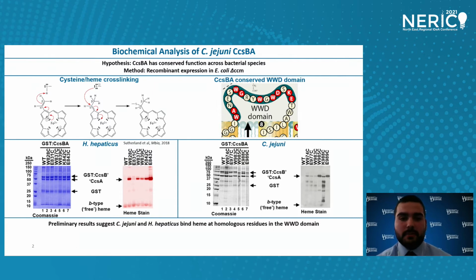Previous work in Helicobacter hepaticus has identified 6 residues that were able to successfully cysteine heme cross-link and have been identified as heme-handling residues in the WWD domain. Preliminary work in Campylobacter jejuni, a serious threat for drug resistance according to the CDC, indicates that these 6 homologous residues also have the ability to cross-link and are heme handling as well. Future work will include expanding the research into the full WWD domain of Campylobacter jejuni to further confirm these conserved functions across bacterial species.